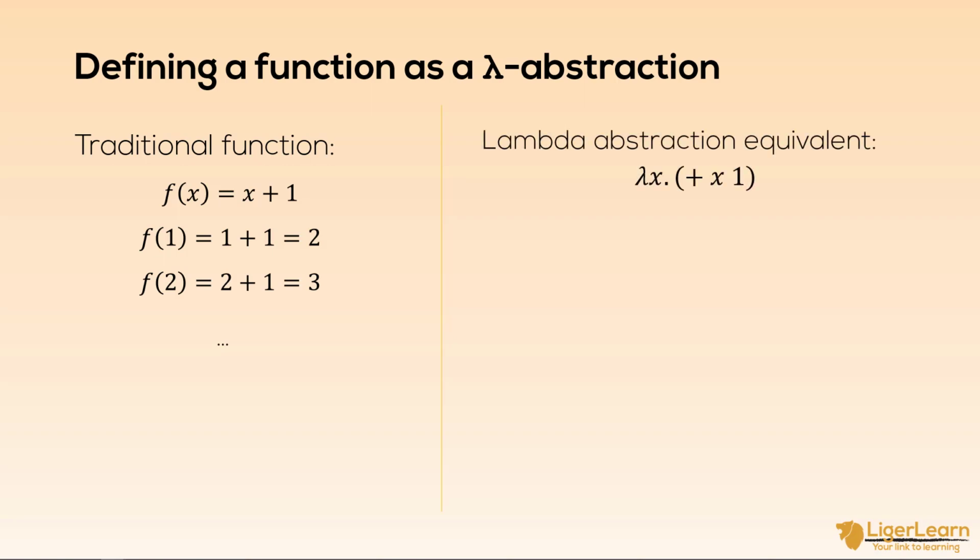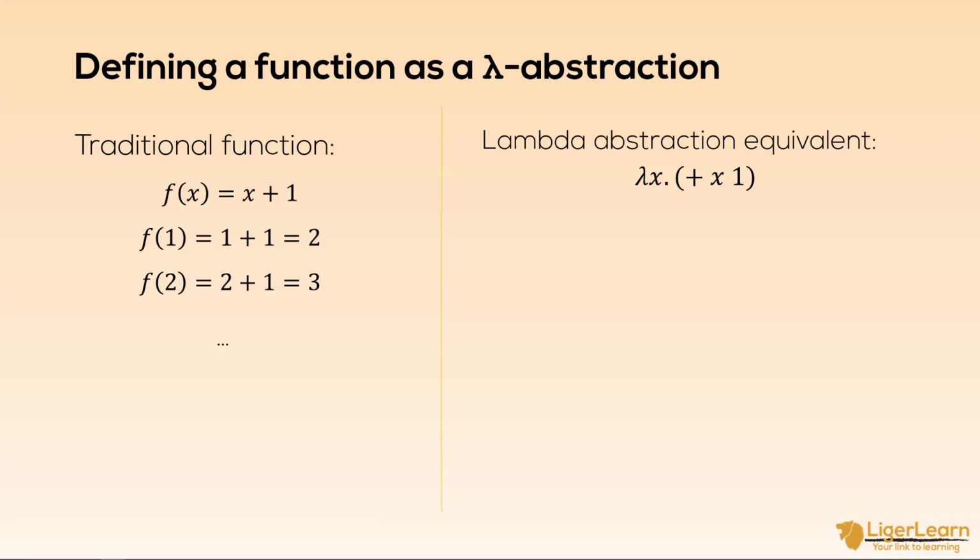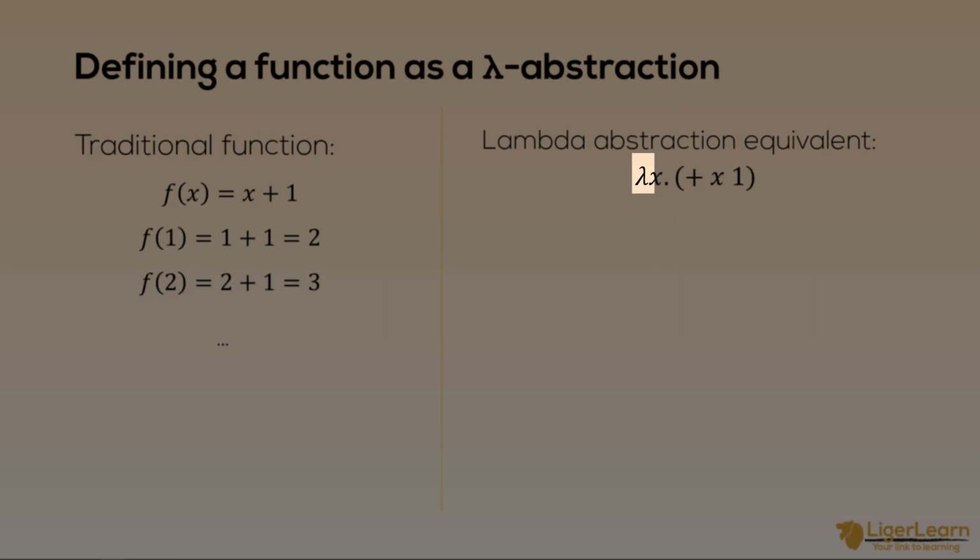Now let's consider the lambda abstraction equivalent. Don't worry that this seems like an alien language right now. I'll explain what it means. Firstly, it starts with the lambda symbol, then an x, then a dot, and then the function body. The lambda symbol denotes that a lambda abstraction is being defined. The x is the formal parameter to the lambda abstraction.